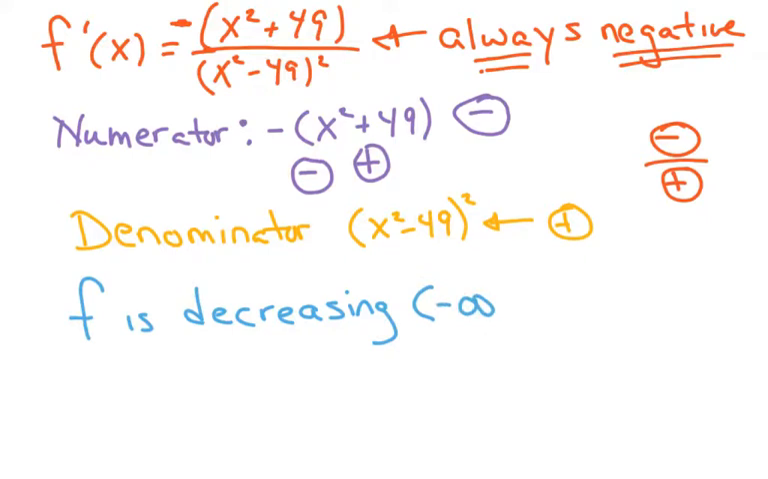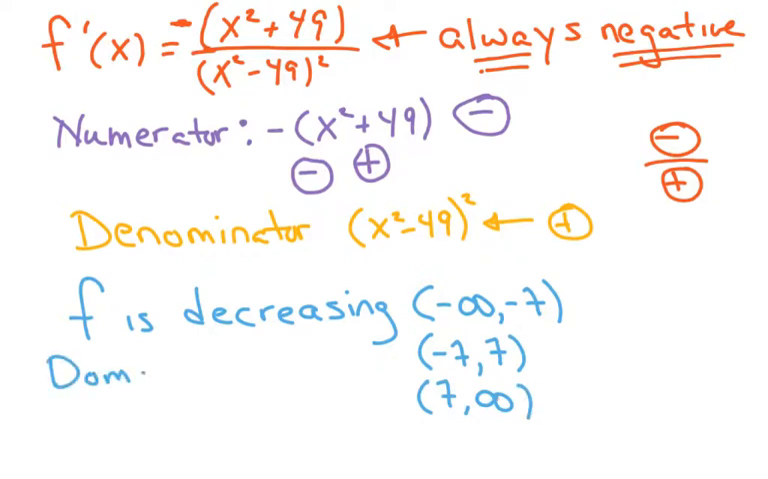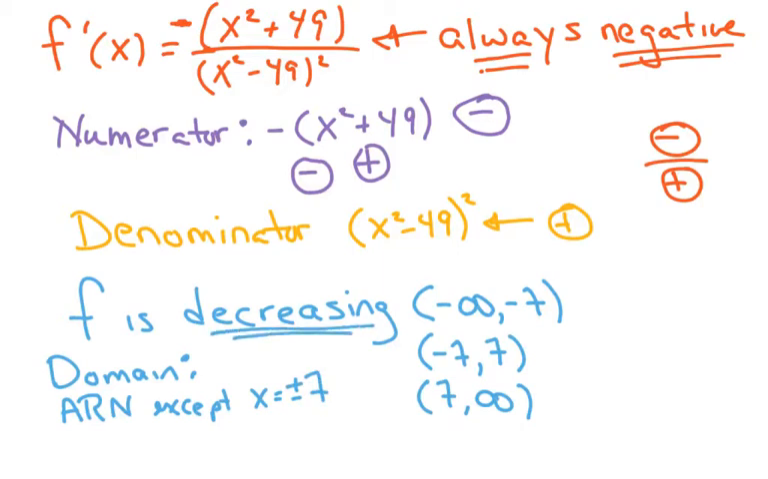On negative infinity to negative 7, negative 7 to 7, and 7 to infinity. Because remember the domain, we had to exclude those two numbers. So this will be helpful when we come to graphing it.